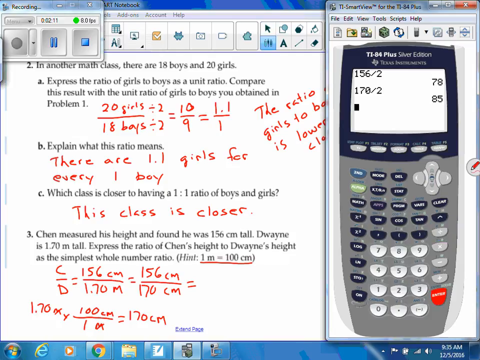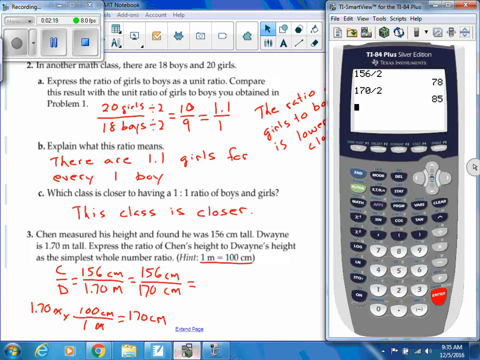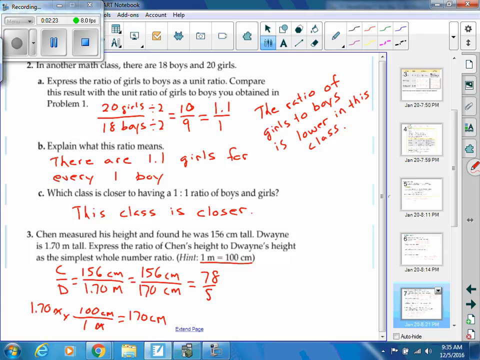So again, if I take both of these divided by 2, I'll get 78 over 85. And actually that's as far as that ratio is going to simplify. So we will just leave it right there. Okay, moving on.